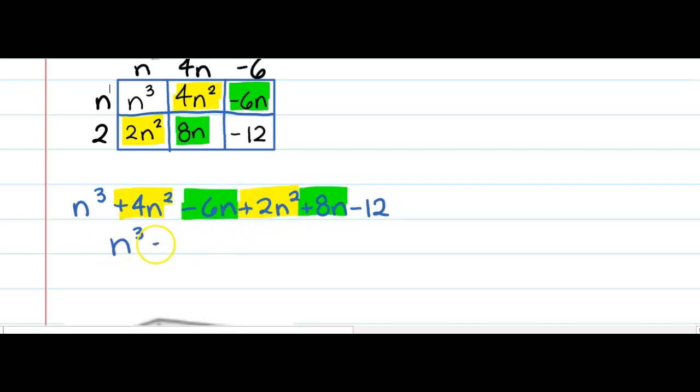4 plus 2 makes 6n squared. We're just adding terms now. We're not multiplying. 8 take away 6 gives me 2n. Take away 12.